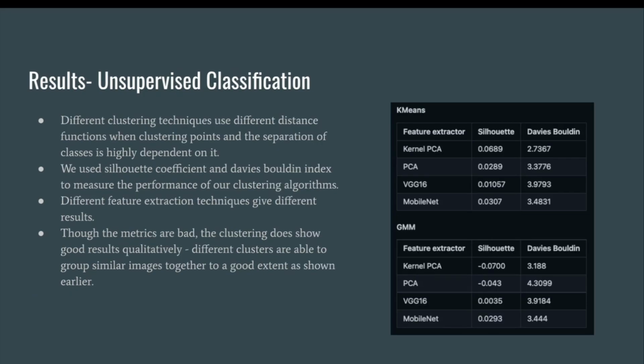Here we see the metrics for different clustering techniques while using different feature extraction methods. Different clustering techniques use different distance functions when clustering points, and the separation of classes is highly dependent on it. Though the metrics are bad, the clustering does show good results qualitatively. Different clusters are able to group similar images together to a good extent, as shown earlier.